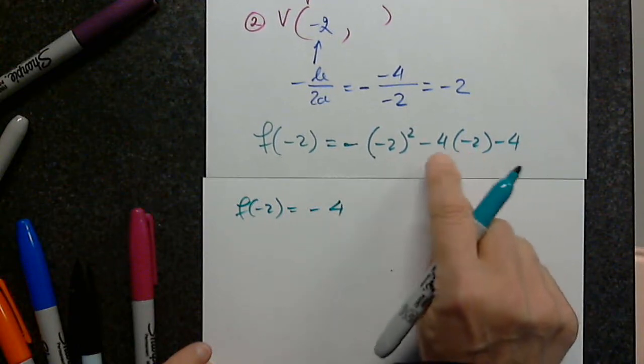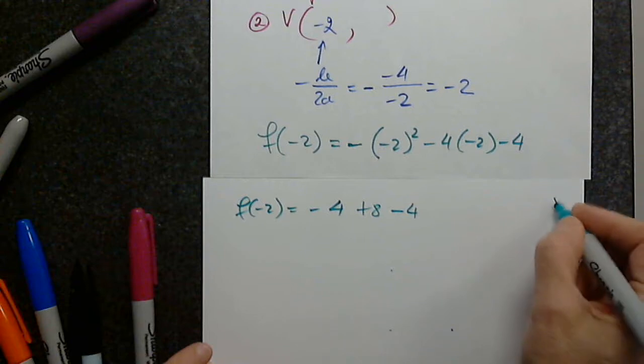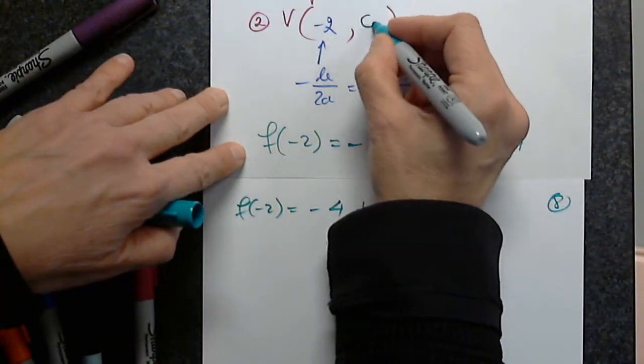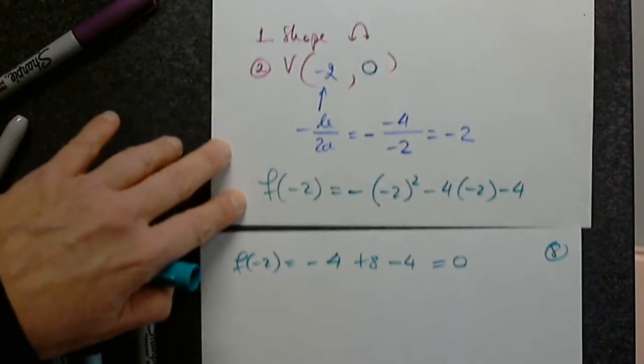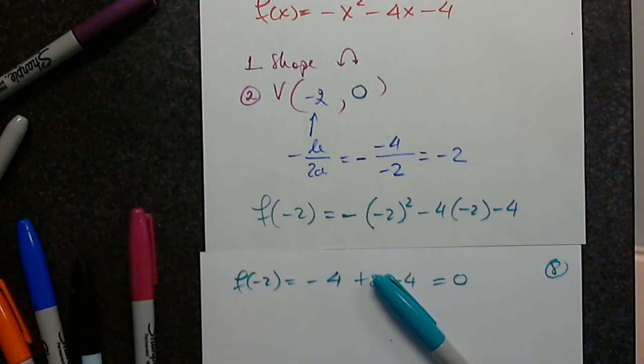Now I multiply these two and I get positive 8, and then -4. 0. What does this mean? Let's think for a moment. Exactly. Should I waste my time to try to find x-intercepts? No, this is it. So the vertex and the x-intercepts are at the same point.